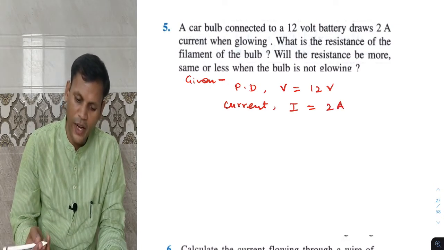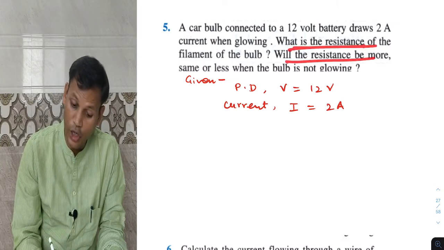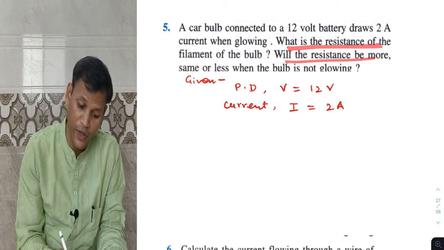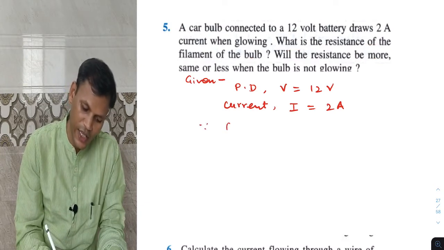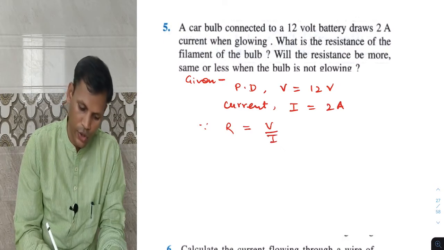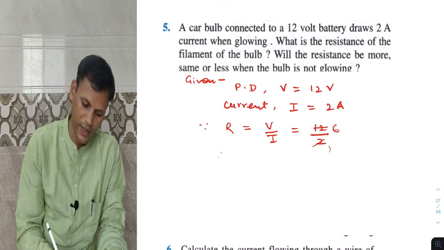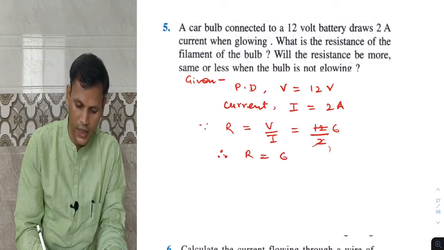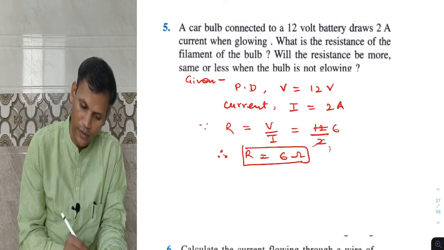First of all, we have to find out what is the resistance of the filament of the bulb. We know the formula. Resistance R is equal to V by I, so V is 12 by I is 2, so it will be 6. So R will be 6 ohm. This is about the first part.